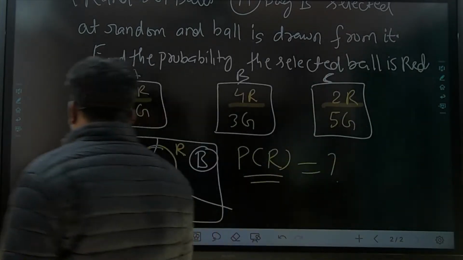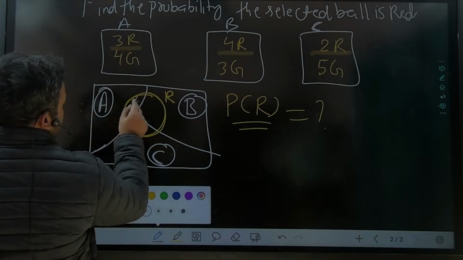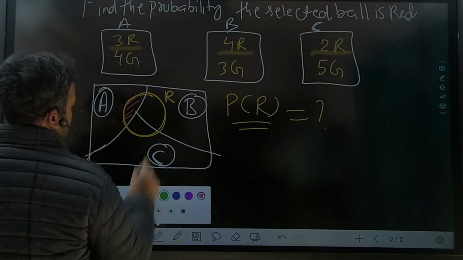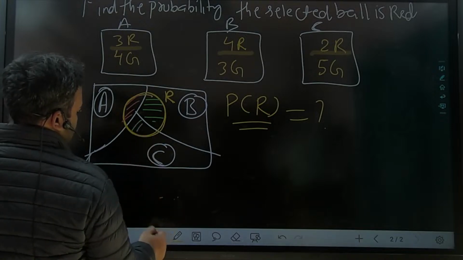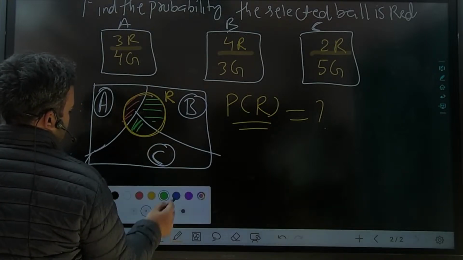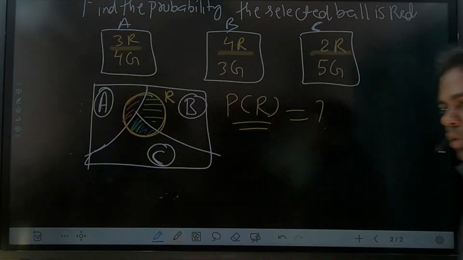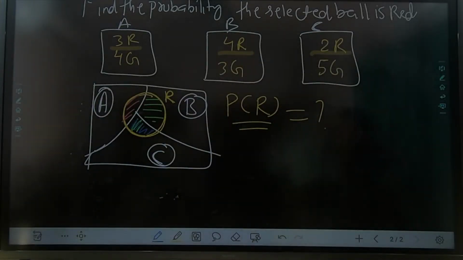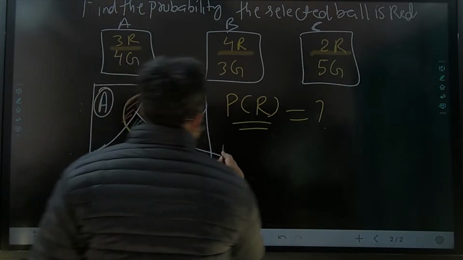So basically, red can appear from A also, from B also, and red can appear from C also. So pink, green, blue, all three shaded portion values I should know. That will be the total probability of the red ball. So how to write the total probability of red ball? We can write like this.